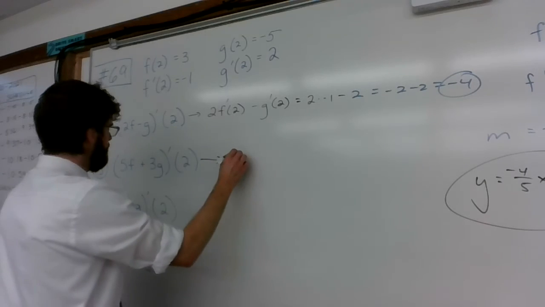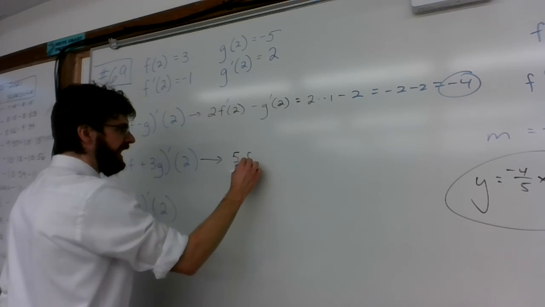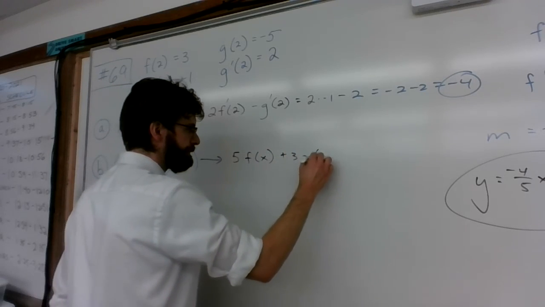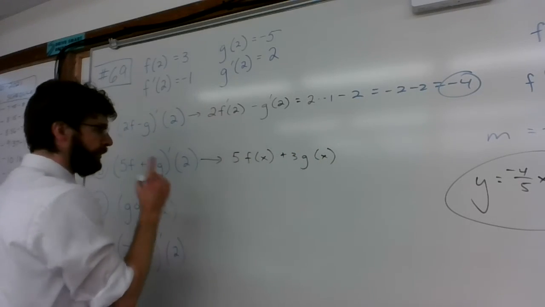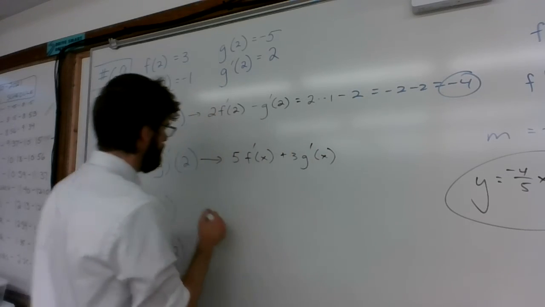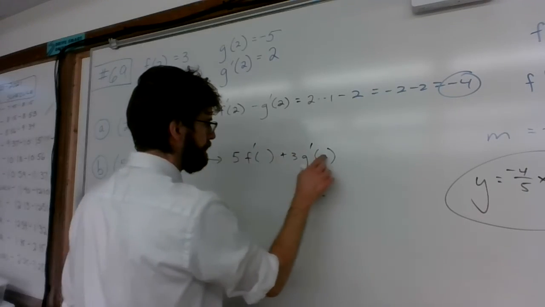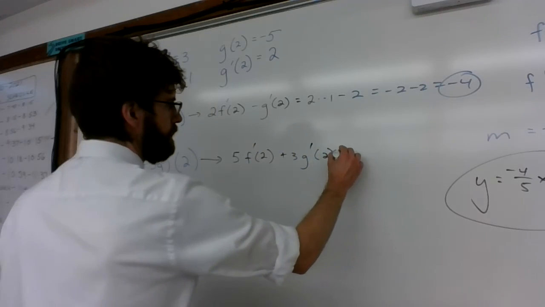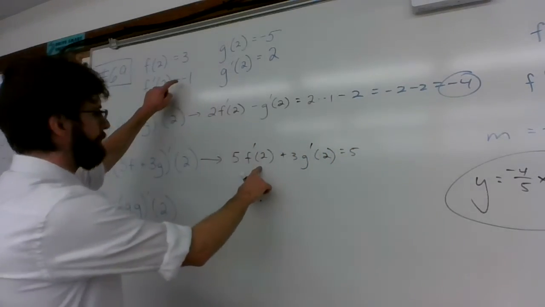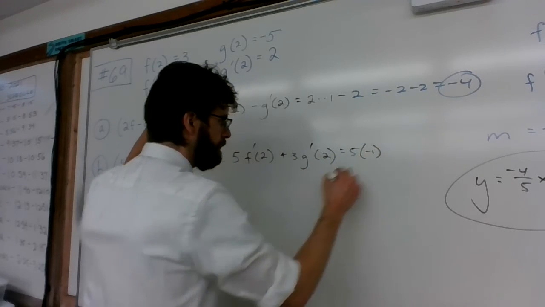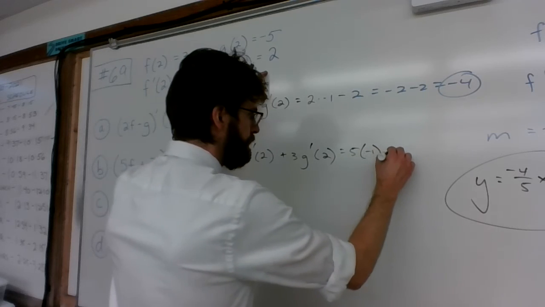Same thing here. It's going to be 5f of x plus 3g of x. We're taking the derivative, so constants again. Plug in a 2. And then match them up. 5 times negative 1. 3 times 2.